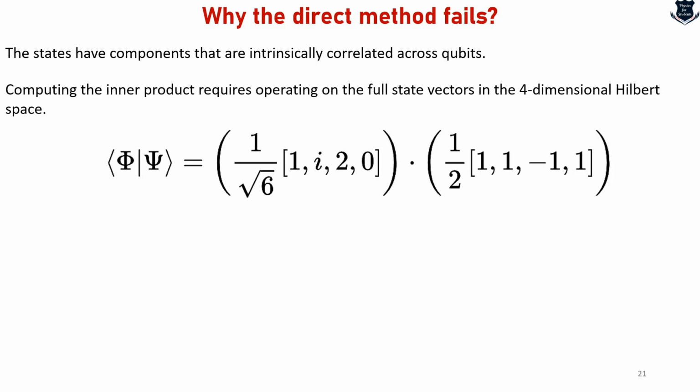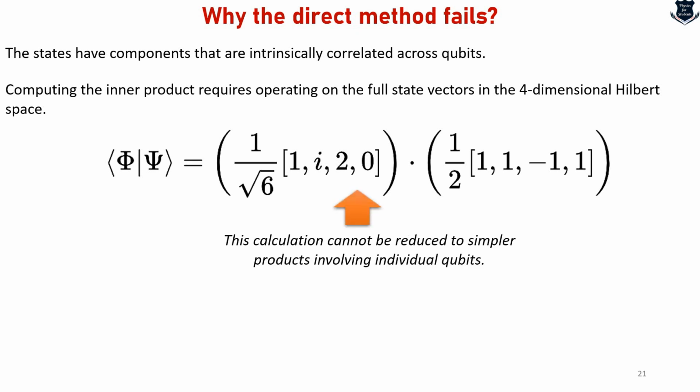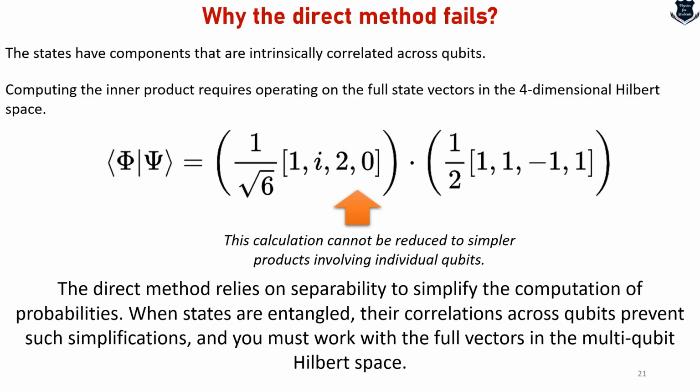So for psi as well as for phi, we calculate the inner product as this. The most important thing is that this calculation cannot be reduced to simpler products involving individual qubits. That means from here what we can say is that the direct method relies on separability, simplifying the computations. So when states are entangled, the correlation across qubits prevents such simplifications.